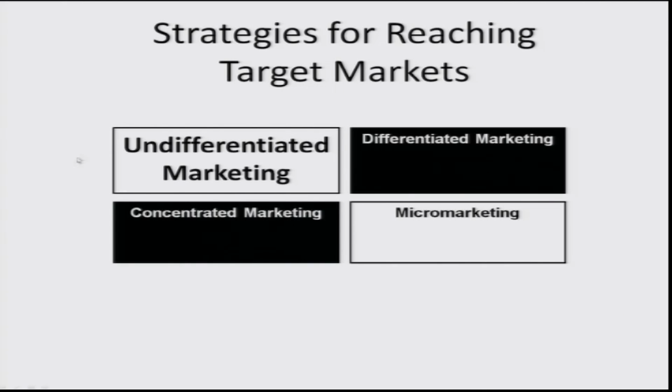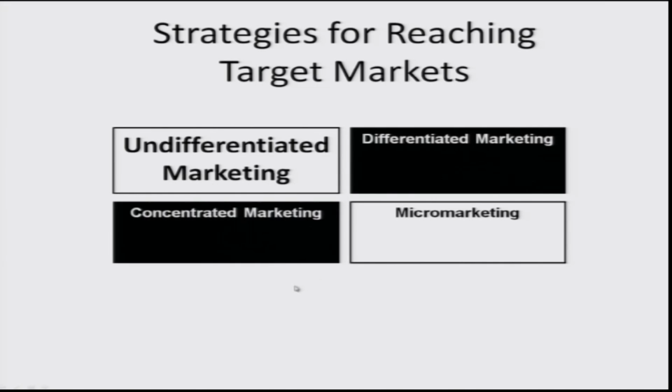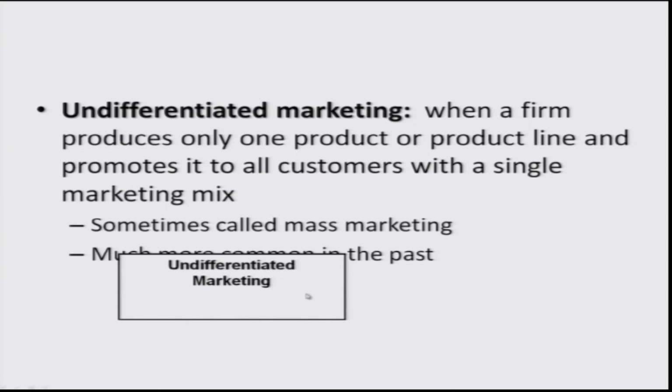So, as you see here, depending on the type of market segment you are addressing and the characteristics of that segment in terms of time, longevity, geographical spread, depth and all that, you will adopt one of these quadrants. So, undifferentiated marketing is you produce only one product or product line and you want to promote it to all customers with a single marketing mix. So, sometimes we call it mass marketing.